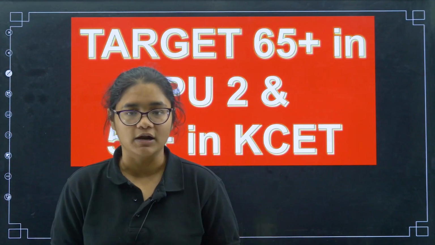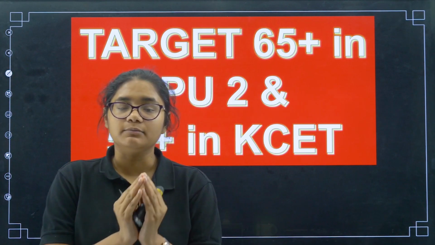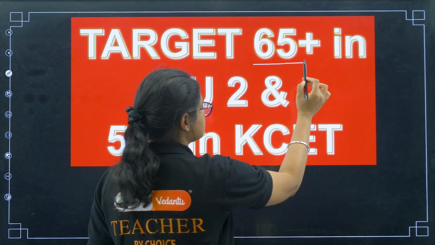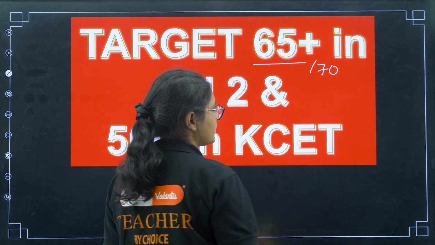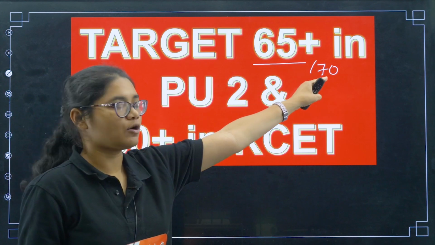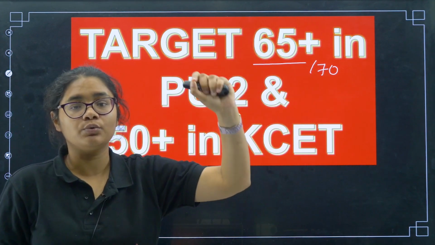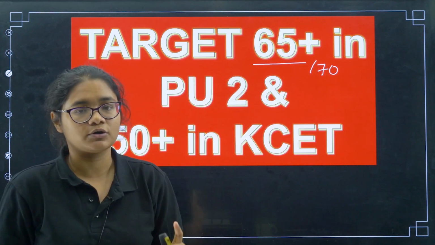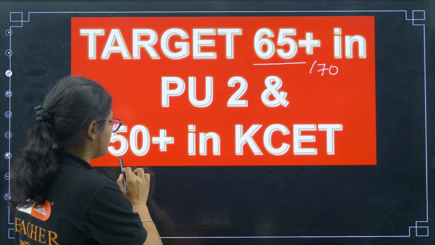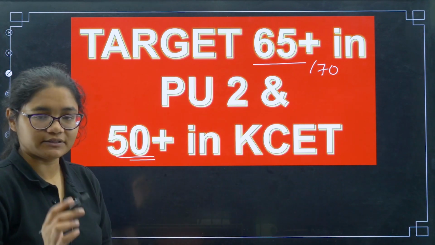And what should be your target? See, I tell you, chemistry will be very scoring if you study properly. Only 10 chapters are there, so you can easily target 65 plus out of 70. I'm telling you out of 70, not out of 90. 65 plus out of 70 in your PU2 written examination. Please make sure that you are getting that. And in your KCET, out of 60 you can easily score 50 plus with this strategy.